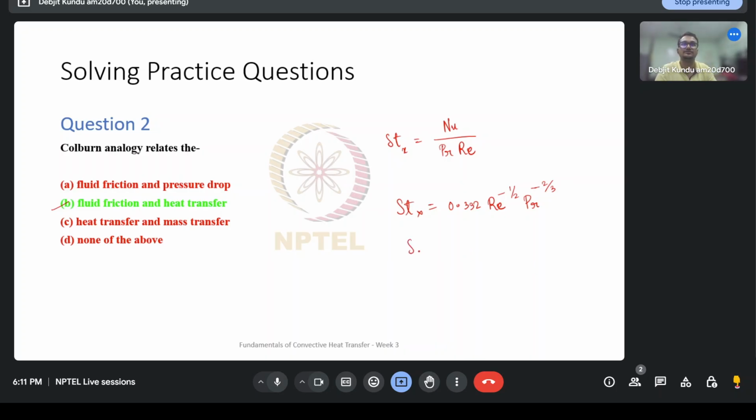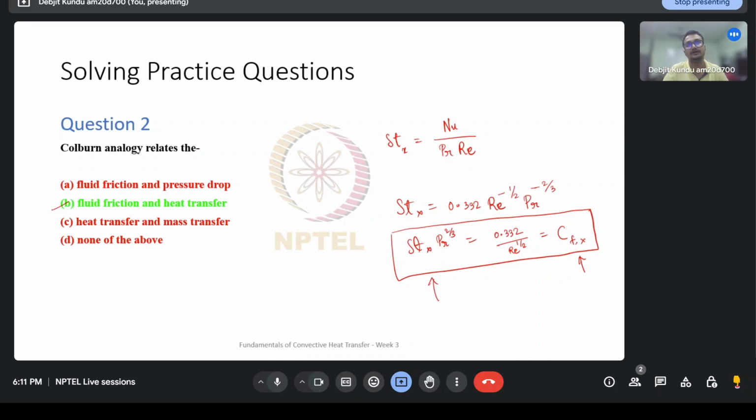As it turns out, if I write it this way, this into Prandtl number to the power 2/3 is equal to 0.332 divided by Re to the power half, which happens to be equal to the coefficient of friction at x. So this is precisely what the Colburn analogy is. Given you know the friction factor, you can find out parameters related to the heat transfer from it. This is basically a combination of Stanton number and Prandtl number.